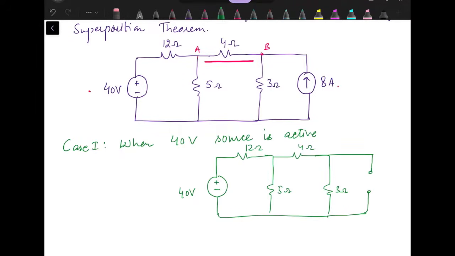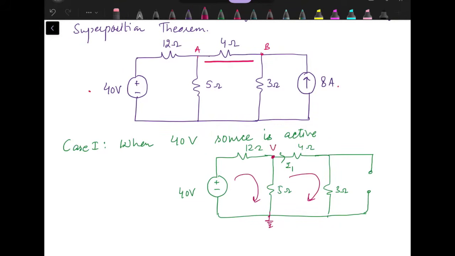Now we need to find out the current through this 4 ohm resistance. Let's say that current is denoted by I1. Now it's your choice whether you want to go with mesh analysis or nodal analysis. If I choose mesh analysis, then I have to write two equations, one for this mesh, second for this mesh. And if I want to apply nodal analysis, then we have just two nodes. Out of them, one has to be reference. If this one is reference, then we can assign the voltage to this node. We need to solve just one equation and then we can have the value of I1.